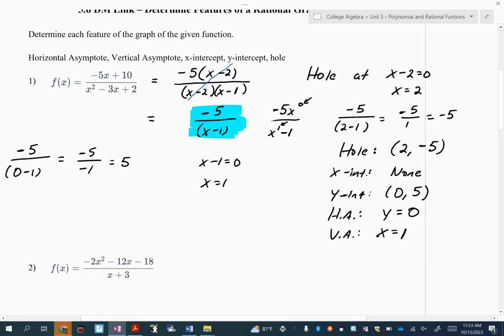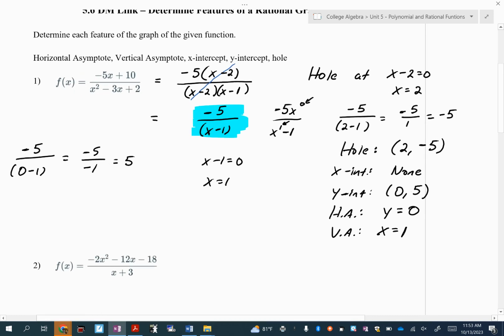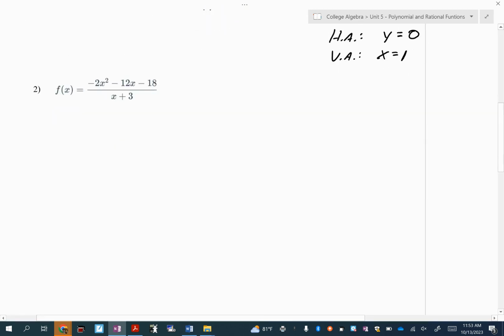So these are all the characteristics in number 1. And again, I don't care about the order that you do them. I will say most students will find the hole first if there is one, because that happens as you factor. Okay, let's try one more, number 2.